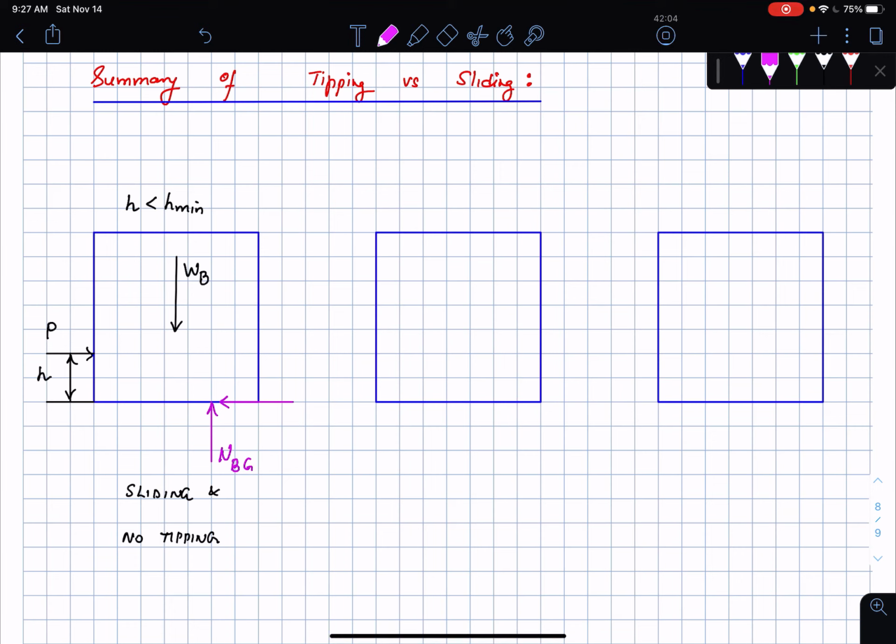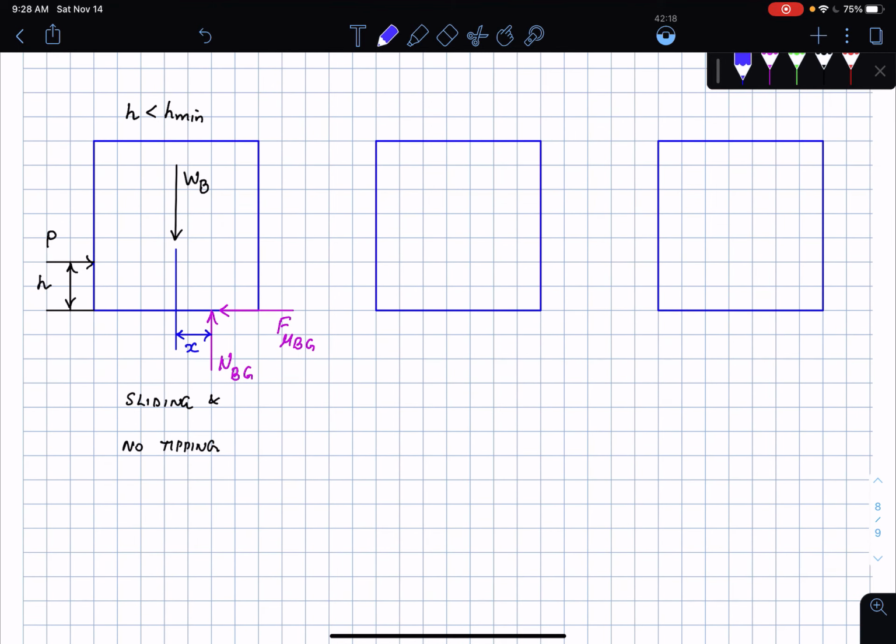Okay, and what I'm trying to say is that this is not known to me. This distance here is an unknown distance x, but since I have sliding and tipping, this implies that F_μBG is equal to μ_BG times N_BG. Okay, this is the situation for figure 1. Then I have figure 2, and then I have figure 3.